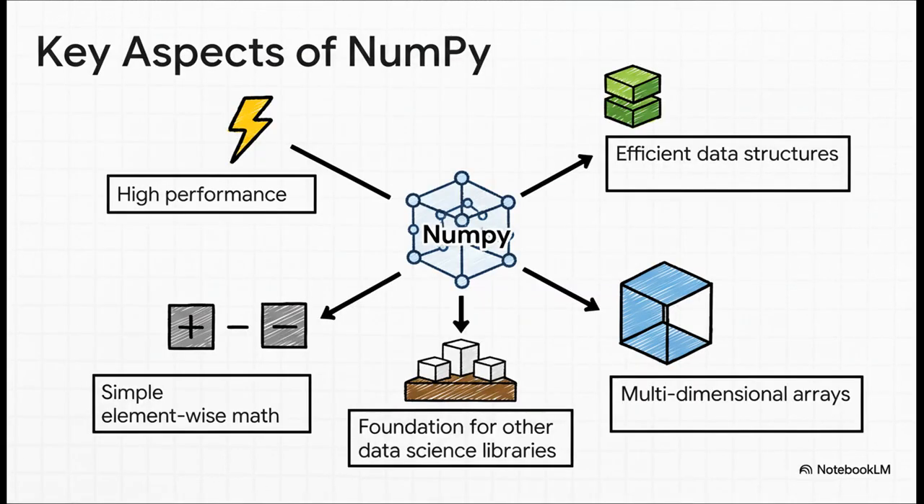So, how does it pull off all this speed? What's the secret sauce? Well, first off, it uses these incredibly efficient data structures, perfect for things like grids of data, matrices, you name it. Plus, it makes doing math on every single item in an array super simple, no need for clunky loops. But the real magic? Under the hood, the heavy lifting is done by code written in C and Fortran, which are ridiculously fast. That's why pretty much every other data science library is built right on top of it.